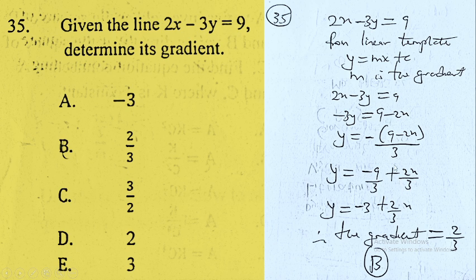Then from there, 3 will take care of minus 9, that gives us minus 3. Then we have plus 2 over 3 x, where the m here, which is the coefficient of x, is the gradient, so the gradient will be 2 over 3.